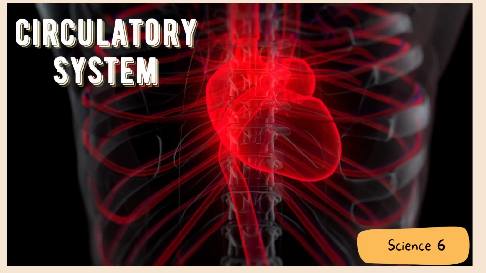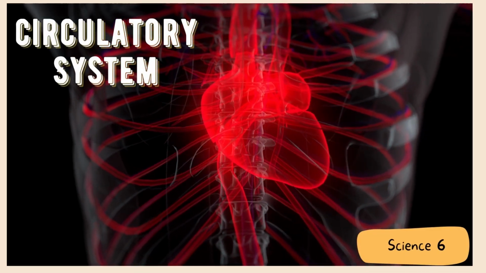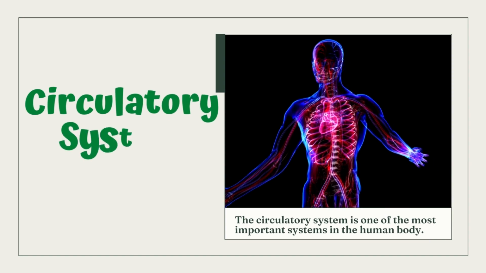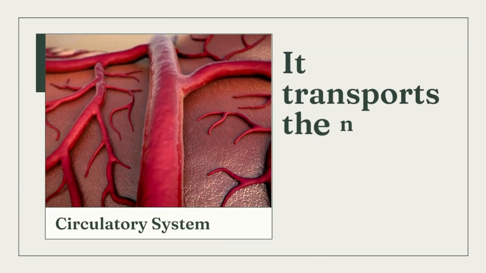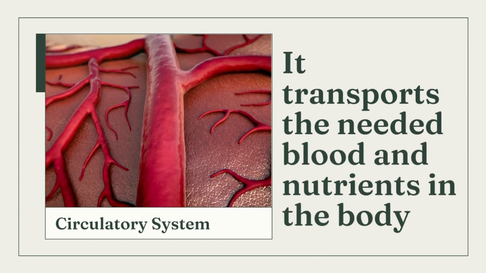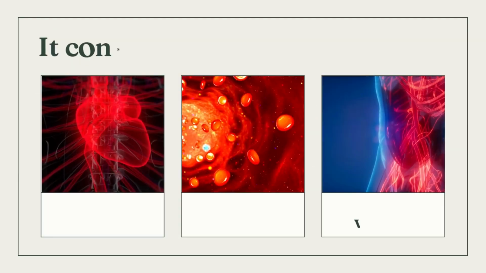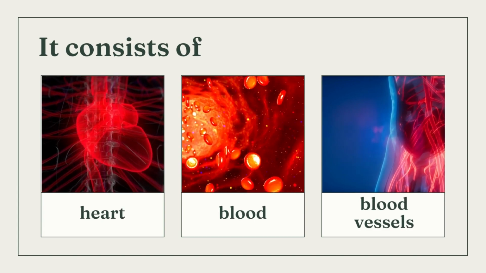The circulatory system. The circulatory system, one of the most important systems in the human body. It transports the needed blood and nutrients in the body. It consists of the heart, blood, and blood vessels.